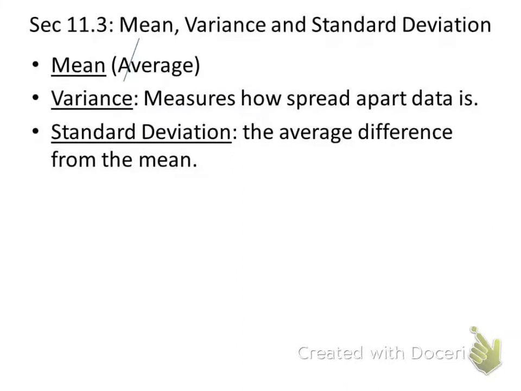In this section we're looking at mean, variance, and standard deviation. Now we should know the mean is the average. So if you have a set of data or a set of numbers, we would add up the sum of those numbers and then divide by the number of terms there are. And that gives us the average, but we're going to refer to that as the mean today.